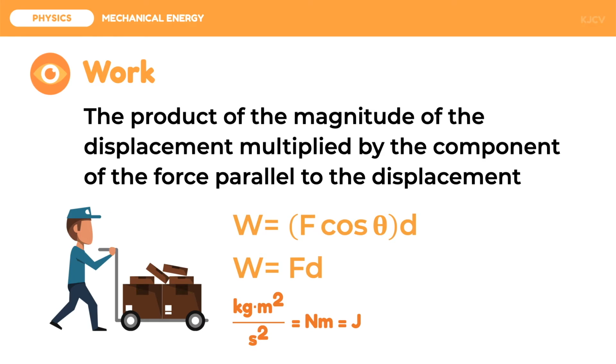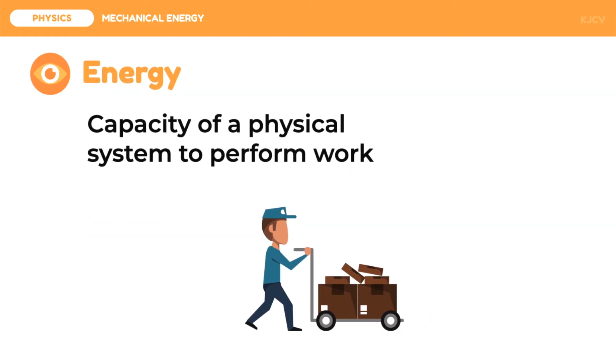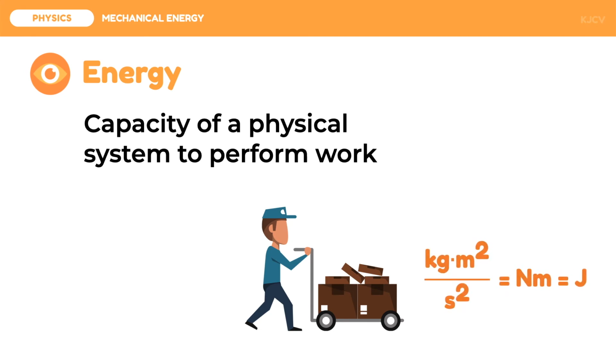For a certain system to exert force and cause a displacement on an object, the system must have a capacity to do work, or what we call energy. Energy is the capacity of a physical system to perform work. Its unit is the same with the unit for work. Energy changes from one form to another.